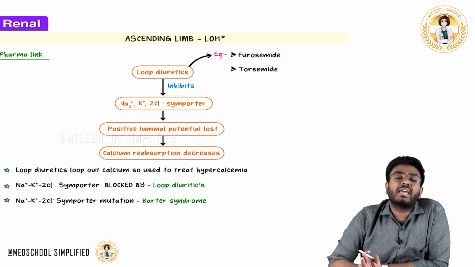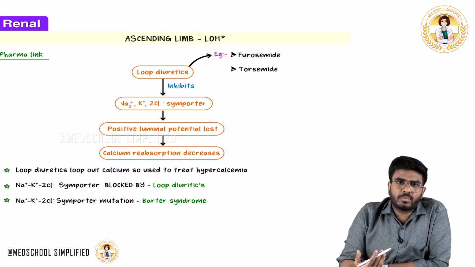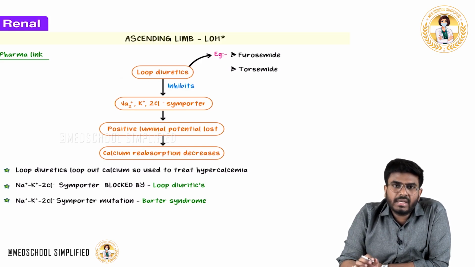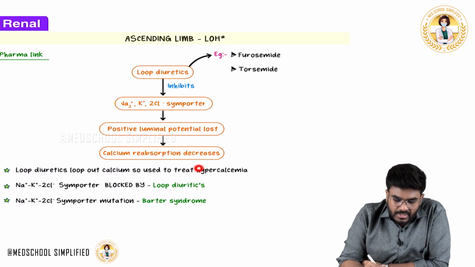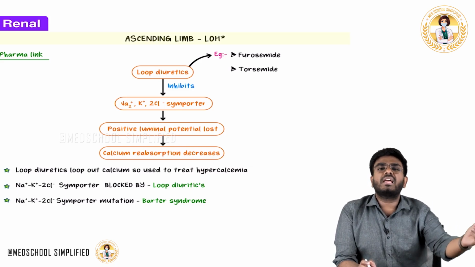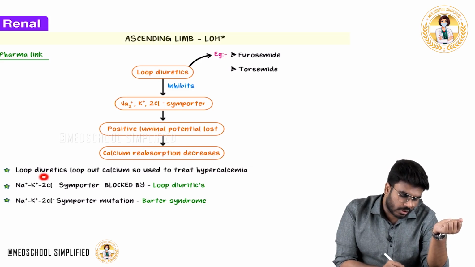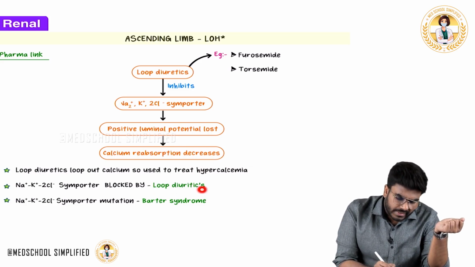And what are loop diuretics doing to the calcium? Loop diuretics loop out the calcium from the body. Why? Because positive luminal potential is lost, and calcium reabsorption and magnesium reabsorption decrease. So calcium and magnesium are going to appear in the urine. This calcium will precipitate and form stones. So we know loop diuretics take out the calcium from the body. So they can be used in conditions of hypercalcemia. If the patient is having lots of calcium in the body, you need to take out that calcium, and you can use drugs like loop diuretics.